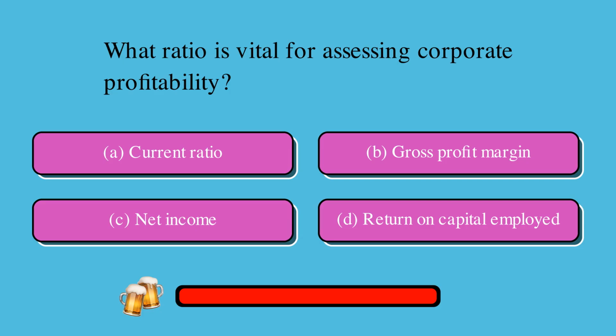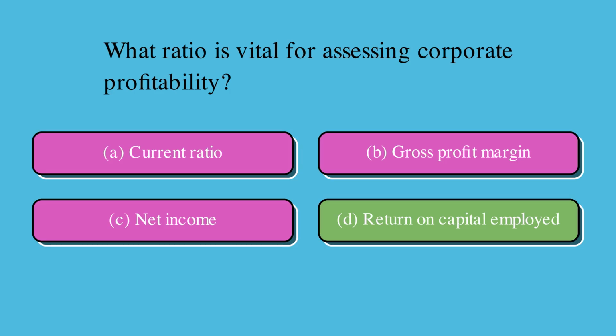What ratio is vital for assessing corporate profitability? Is it A, current ratio, B, gross profit margin, C, net income, or D, return on capital employed? The correct answer is D, return on capital employed.